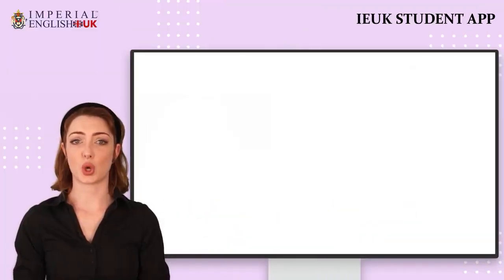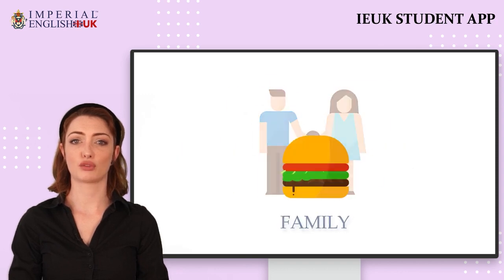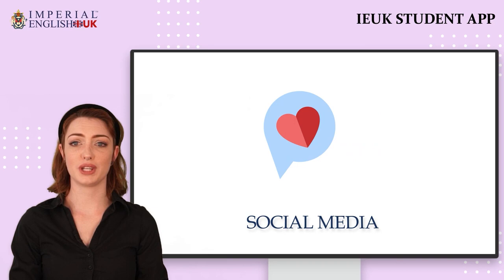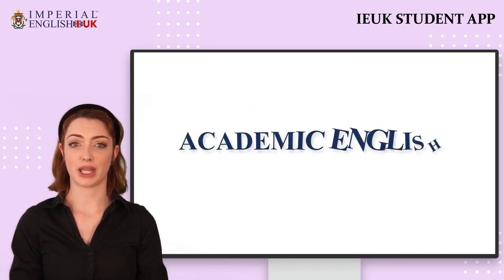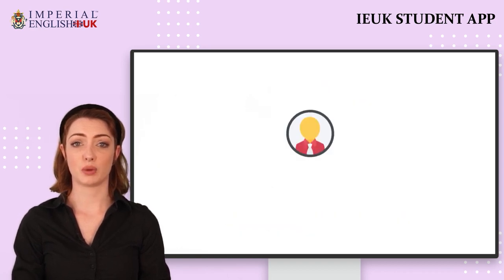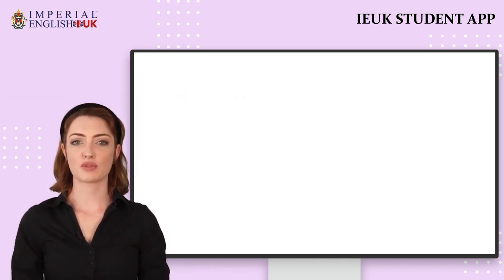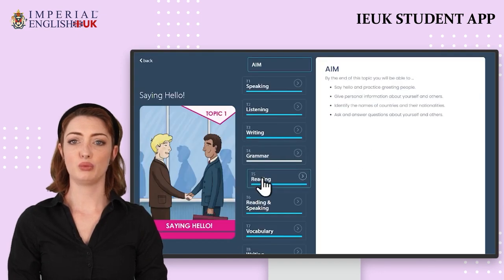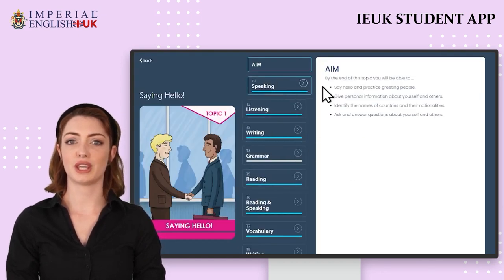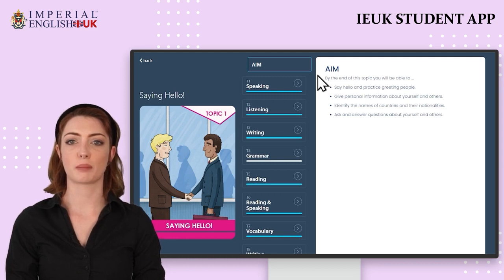Each course is divided into topics and tasks. For example, in the General English course, you will study 30 different topics, such as family, food, personality, social media, and many more. In Academic English, you will look at functional language, giving presentations, writing an essay, doing group projects, and more. For every topic, there will be a variety of tasks for you to complete. Some will be reading, writing, listening, and speaking tasks, and some will be grammar and vocabulary. We follow an integrated skills approach in our courses to make tasks meaningful.